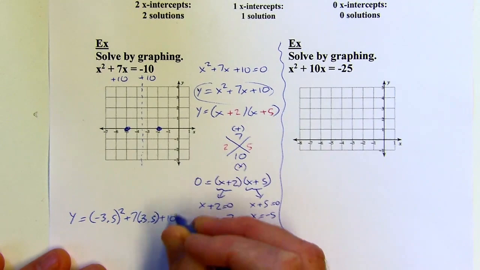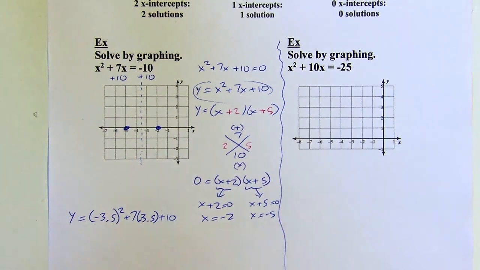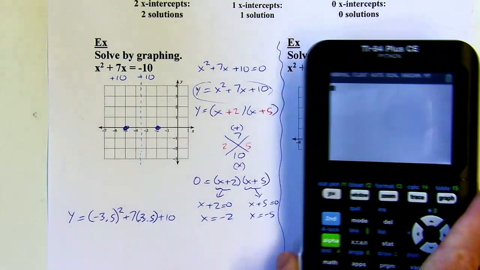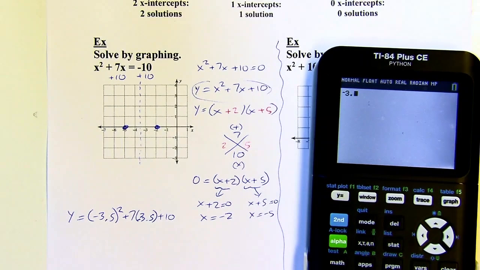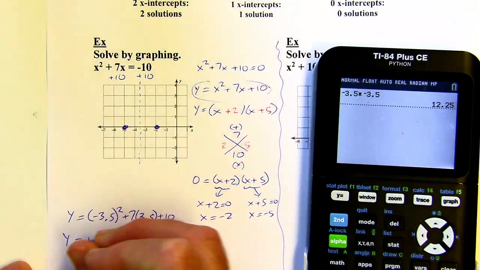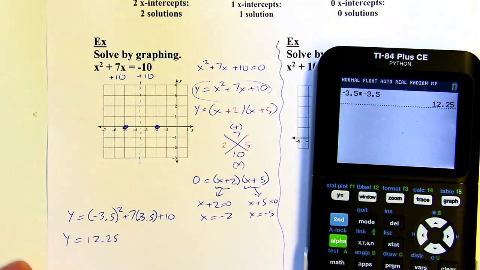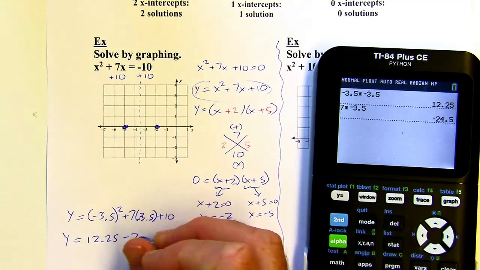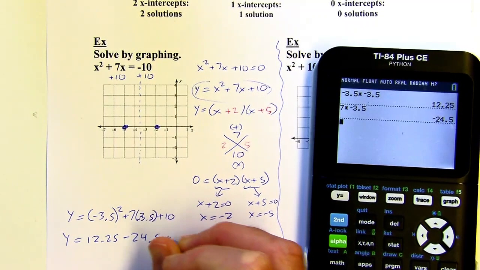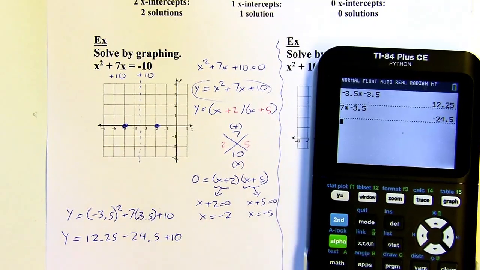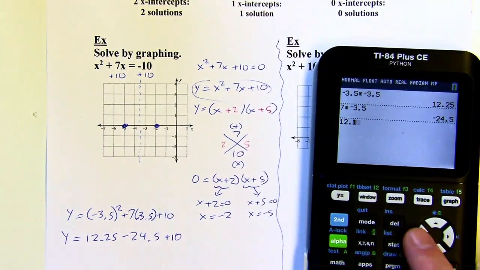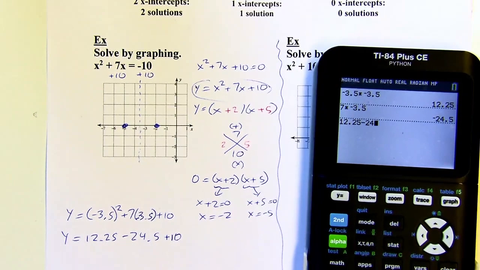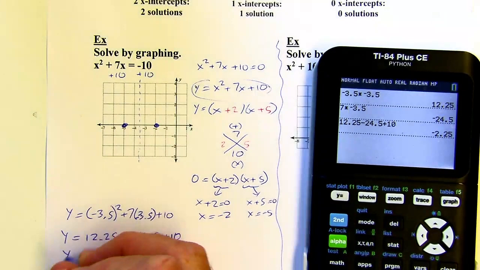plus 10. There's a little negative symbol there. Okay, so I'll just use my calculator to quickly figure that out. Negative 3.5 times negative 3.5 is 12.25. And then 7 times negative 3.5 is negative 24.5. Okay, and then I got the plus 10. So now I'll do the subtraction and the addition all at once. And I've got negative 2.25.